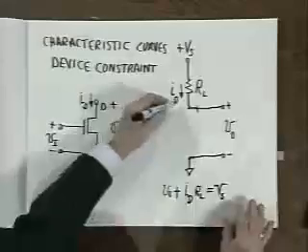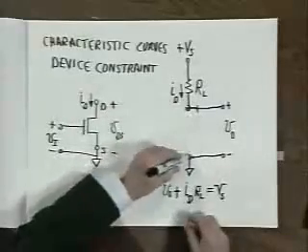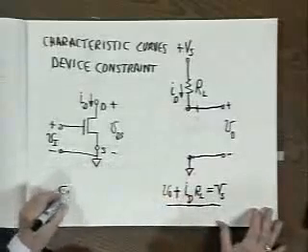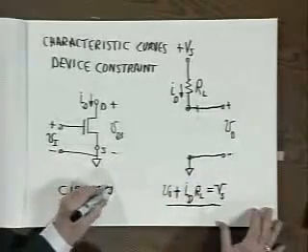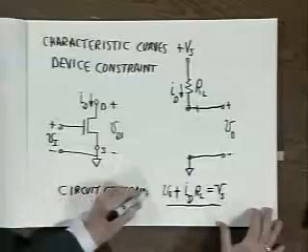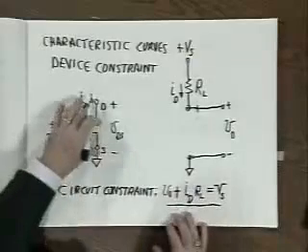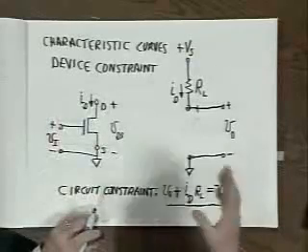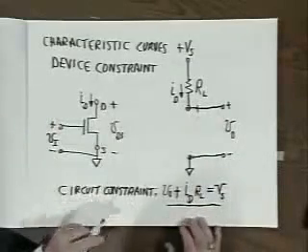Now, the fact that there's current here implies that there's something connected, as there will be when I put this back in place. But this relationship is the circuit constraint. The device constraint is the characteristic curves. The circuit constraint, KVL around this very simple circuit, is that. And now how do we put the two together?